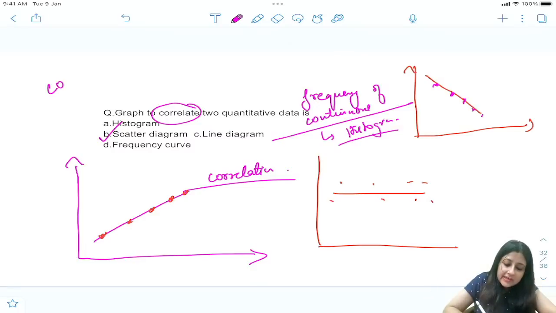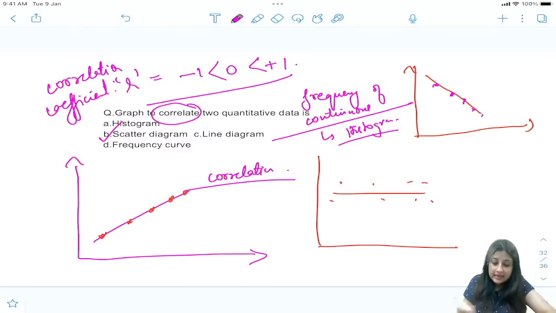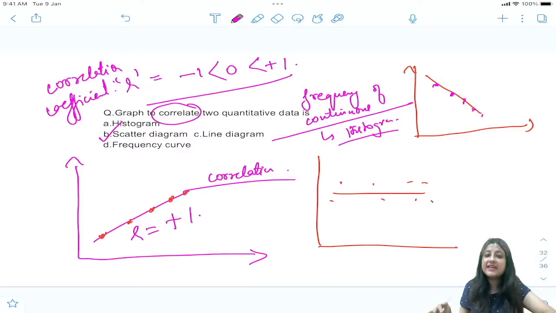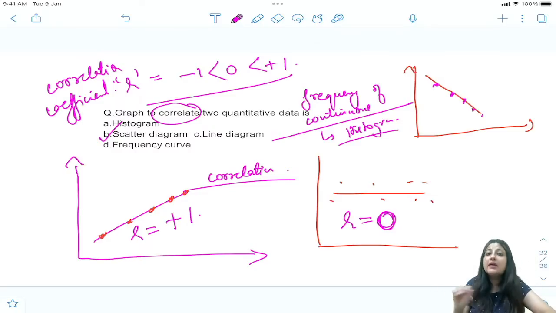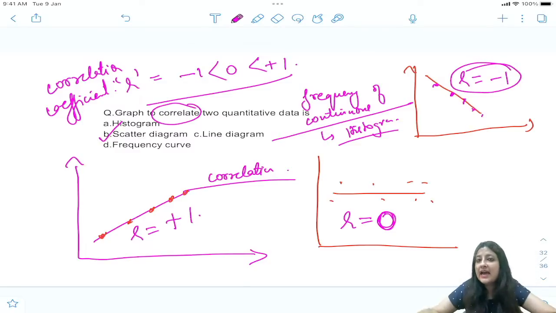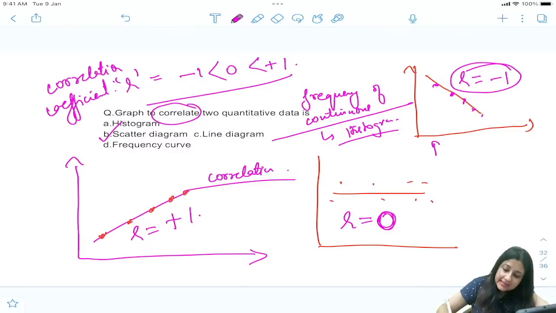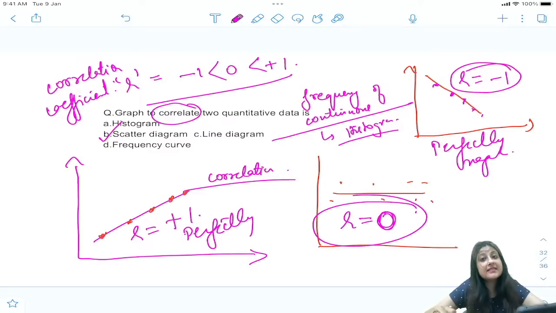So, what else can come in your exam? What is the value of the correlation coefficient? That is given by R. And R can range from minus 1 to 0 to plus 1. This is plus 1, perfectly positive. This is R is 0. If it is a horizontal line, R is 0, no association at all. And if it is like this, R is minus 1. Got it? R is what? Minus 1. Everybody understood this? This is perfectly negative. This is perfectly positive. And remember, for no association, R is 0.